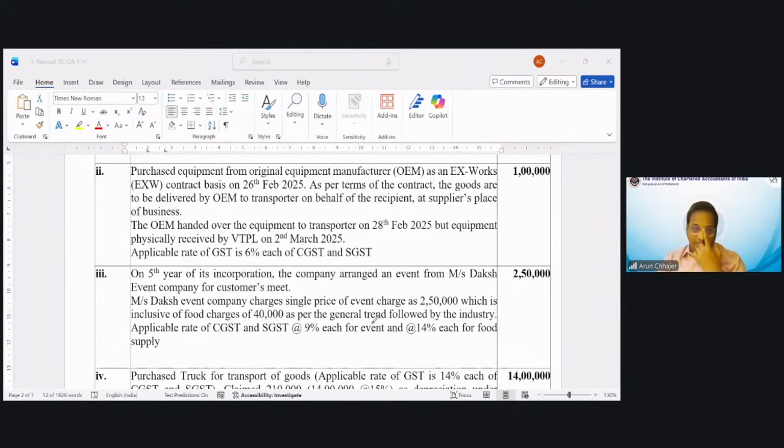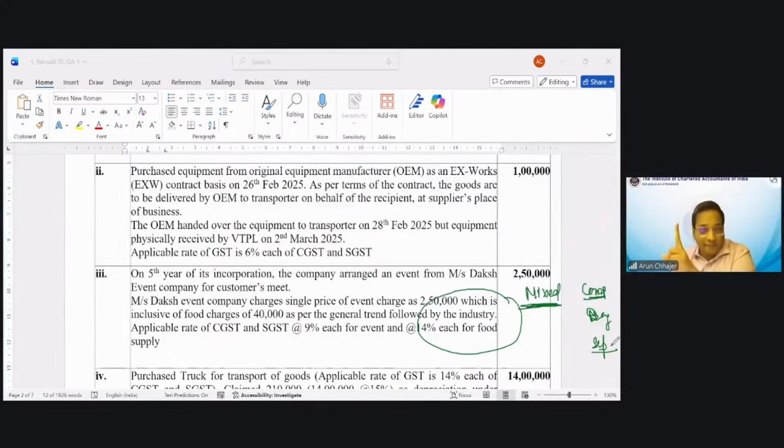Will ITC be available in composite or mixed supply, or blocked? See, to decide ITC in composite or mixed supply, we need to see the principal supply. Now let me conclude the answer. The condition that price should be single is the condition in the mixed supply. But there is no condition associated with the composite supply. It means here the price can be single or separate.